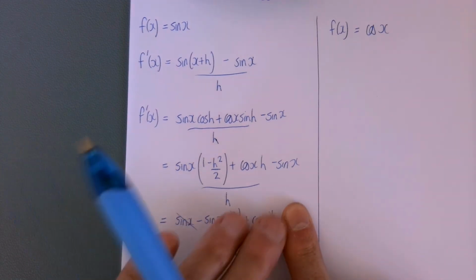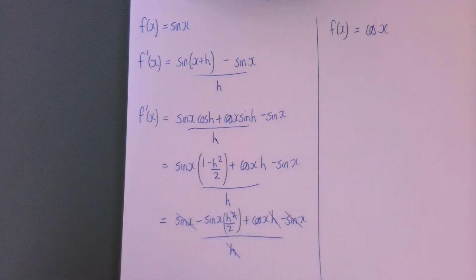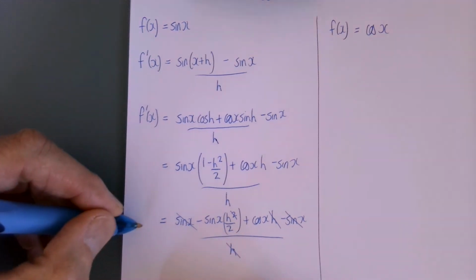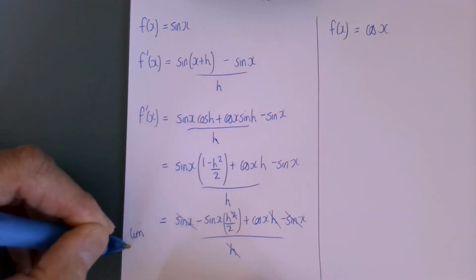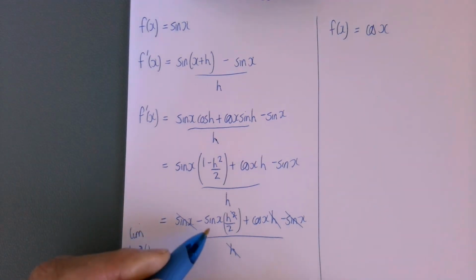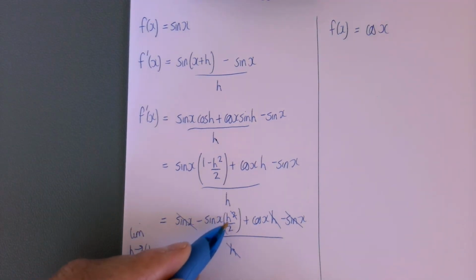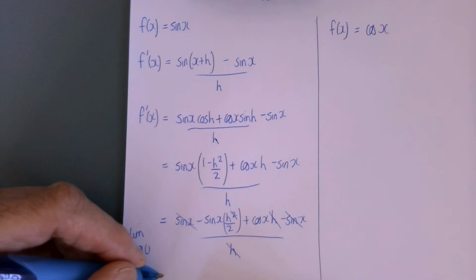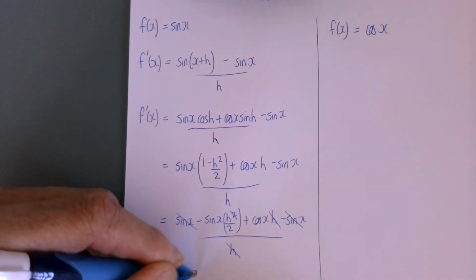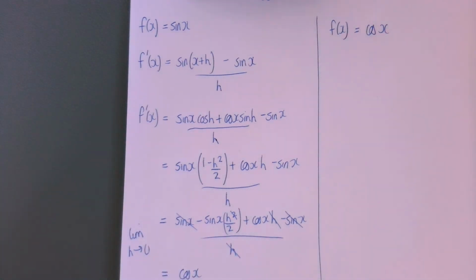And then I can divide everything that's left by h. So I get minus sine x times h over 2 plus cos x. And the limit as h tends to 0, well, that term will become 0 because it's sine x times 0. So you're just left with cos x, which is what we were expecting. Okay, I'll pause again and have a go at cos x, very similar.